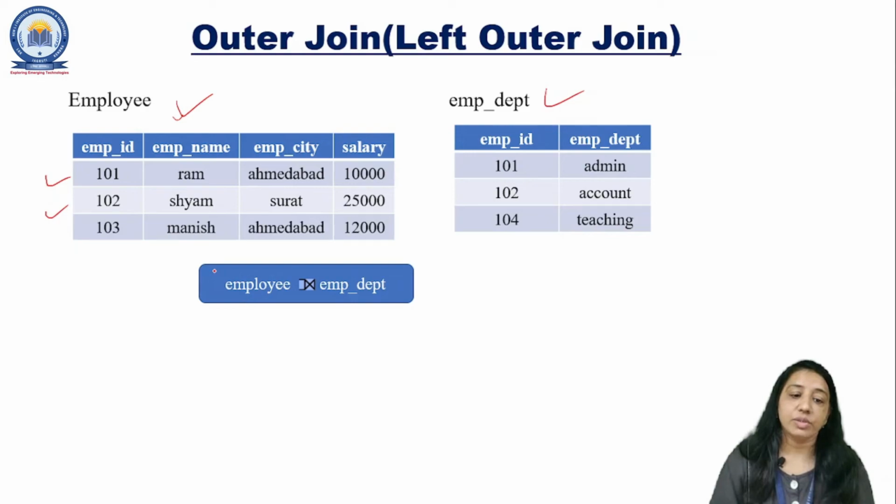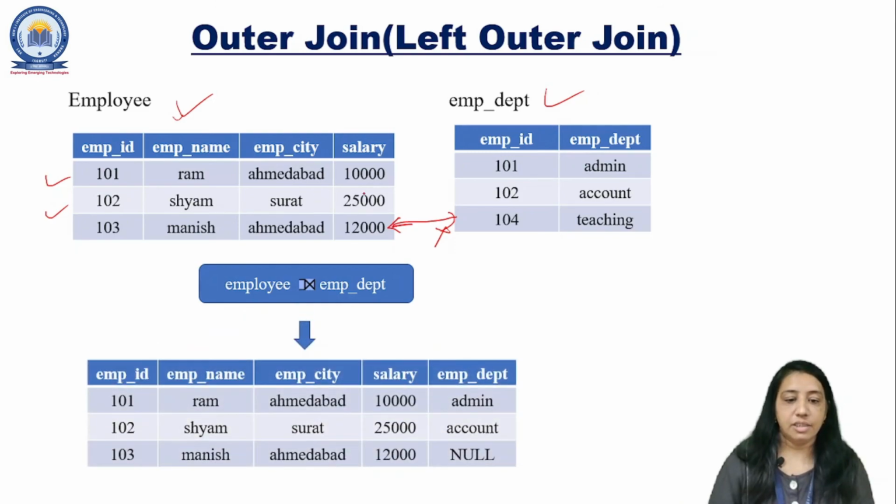Now if we do the left outer join of these two tables, employee and employee department, then whatever is in the left side table, employee, all that data is going to be there. But you can see that 103 is not available in the employee department. That means which department is allocated to 103, that data we don't have. So it will place a null. You can see in the output, the first two rows are there, and 103, but for 103 there will be no department. At that time it will place a null value, that means an unknown value.